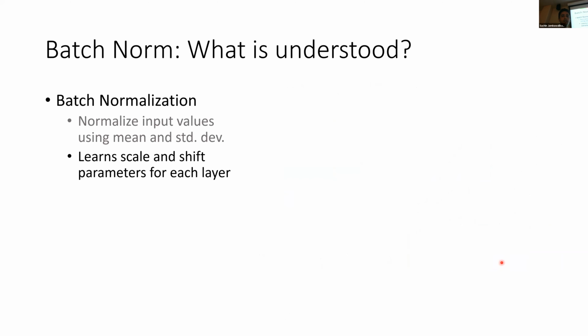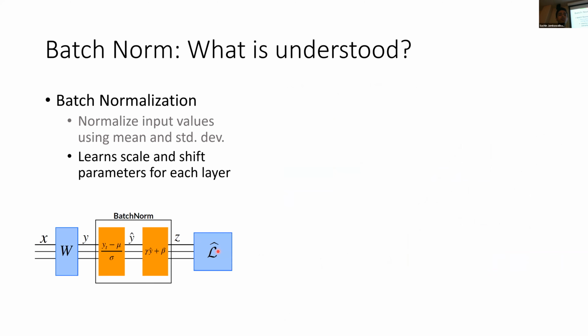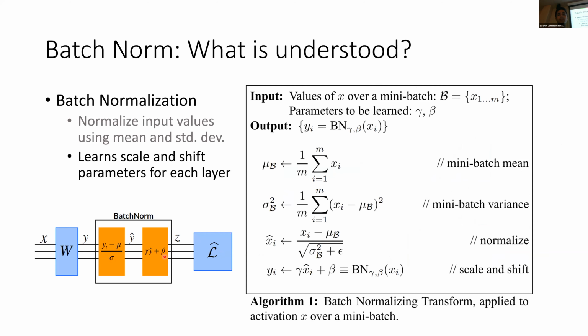So this scale and shift parameter, what they basically do is you first normalize the values using the mean and variance, then the normalized values are scaled and shifted so that each layer can learn different scale and shift parameters. So first, in the algorithm, they compute the mean for each mini batch, get the variance, normalize it, and scale and shift. This is the full batch normalization layer.